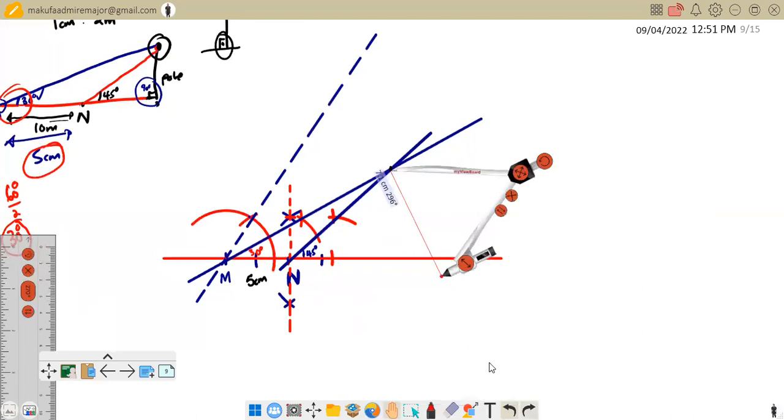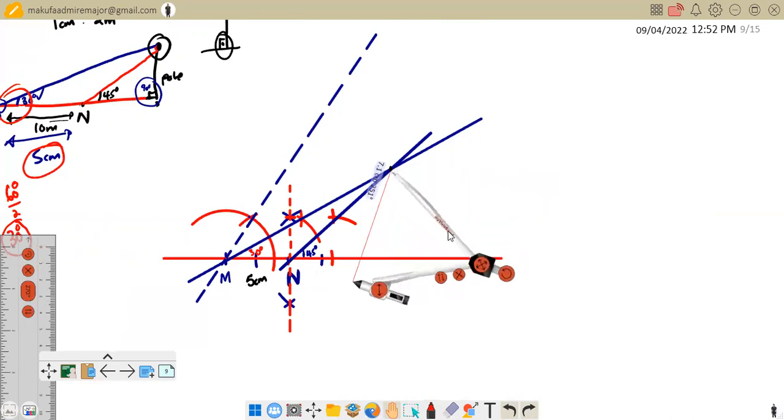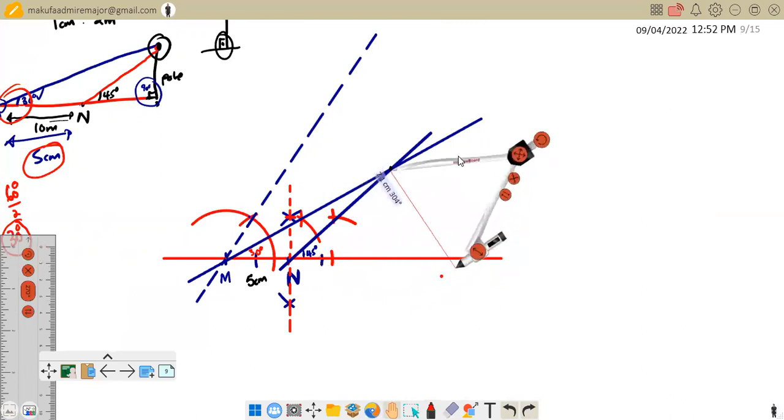Okay, let me remove this. Somewhere here. So this is what I'm going to do. Do I have an arc here? Yes, I'm going to have an arc. Go back here, I'm going to have an arc. So that is where I'm going to mark it. Just mark an arc here.